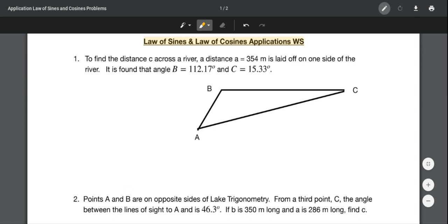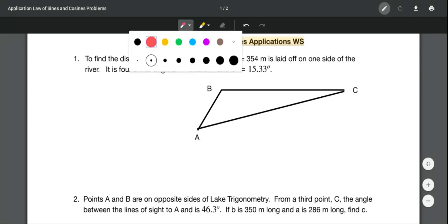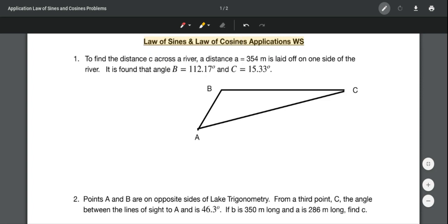Problem number one states to find the distance C. Now, remember, if I'm looking for C, where would C be located? C is going to be located across from angle C. So this would be little c. I'm going to just draw it a little neater. Little c, A would be across from A, and little b would be across from B.